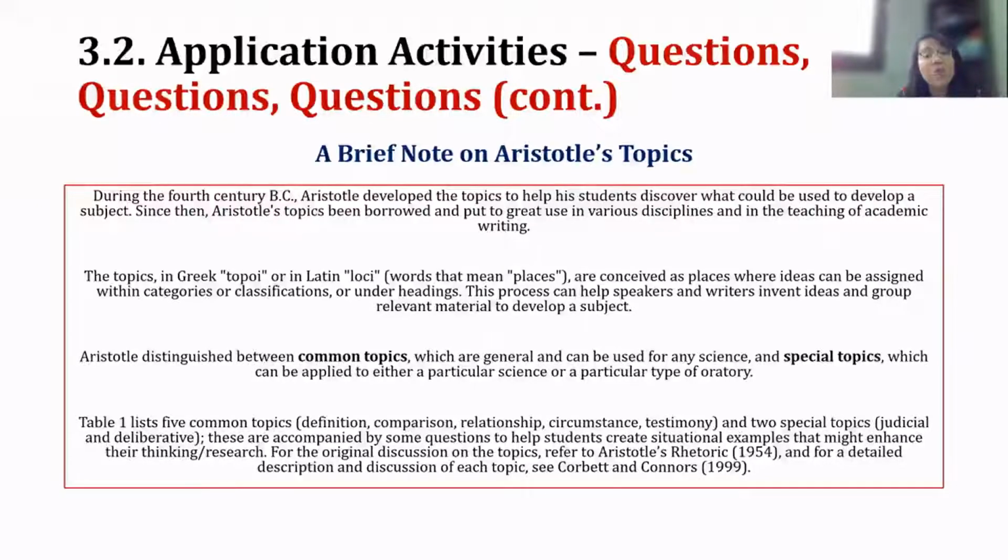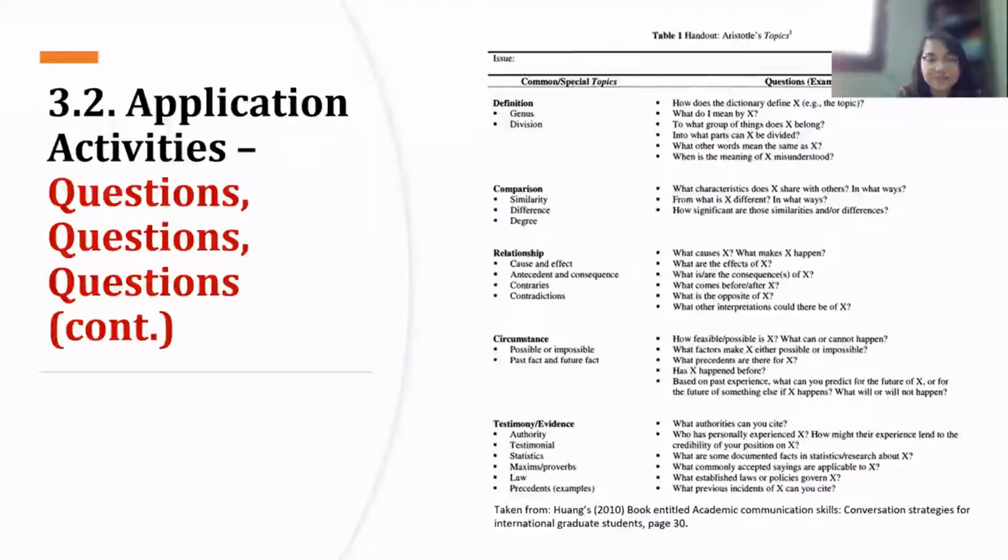Now let's see what Aristotle's topics are. Let's start from the common topics first. So take a look in here. There are 1, 2, 3, 4, 5 common topics that we can use to develop a subject in a group discussion or seminar or presentations. They are definition. I will just read some examples for that.